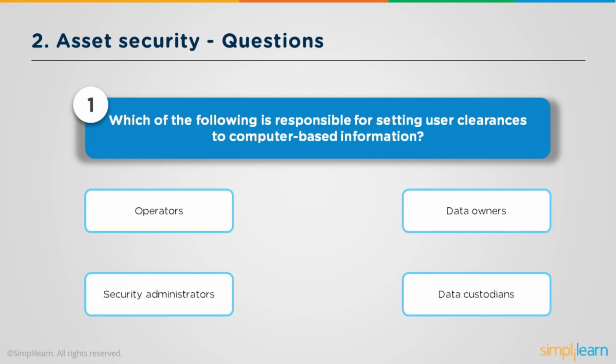So the first question in domain 2, which of the following is responsible for setting user clearances to computer-based information? Is it operators, data owners, security administrators, or data custodians? Understand the question. Who is responsible for setting your user clearances to computer-based information? And the correct answer to that is security administrators. They are responsible for setting the user clearances. Who are going to be responsible for allowing the user clearances? That's going to be data owners.